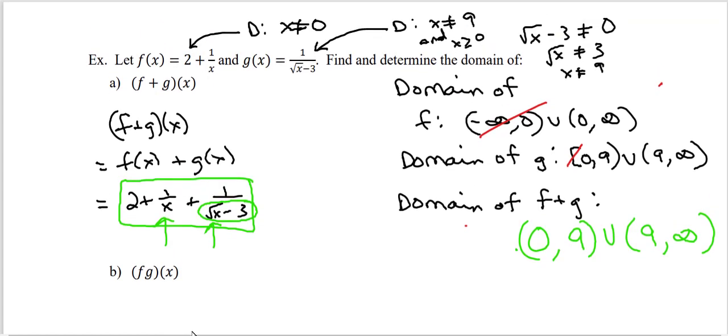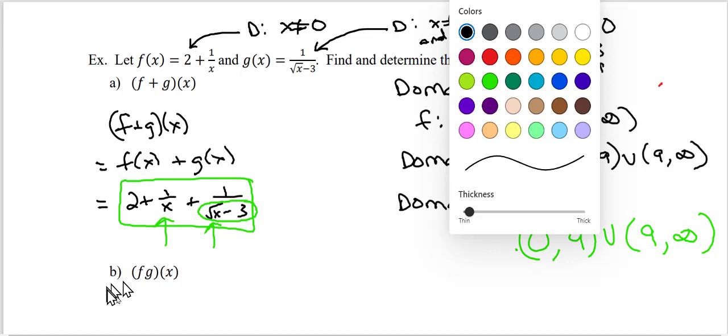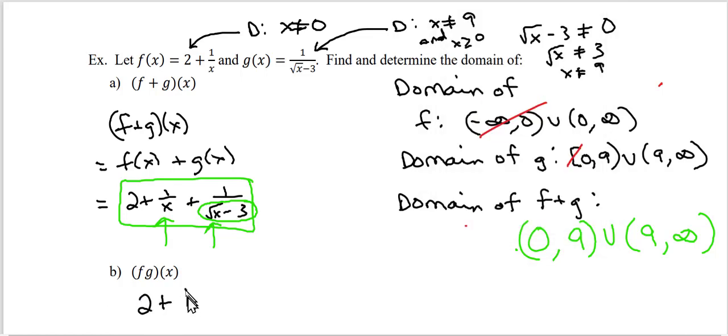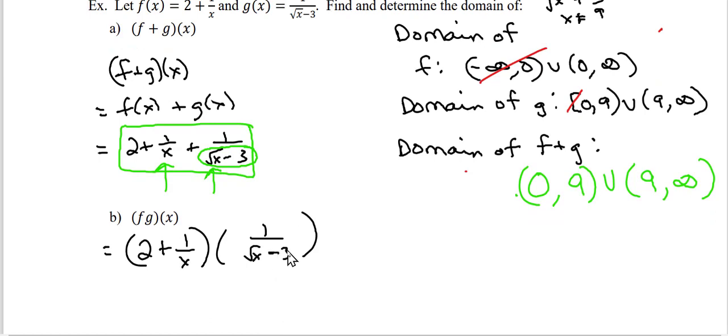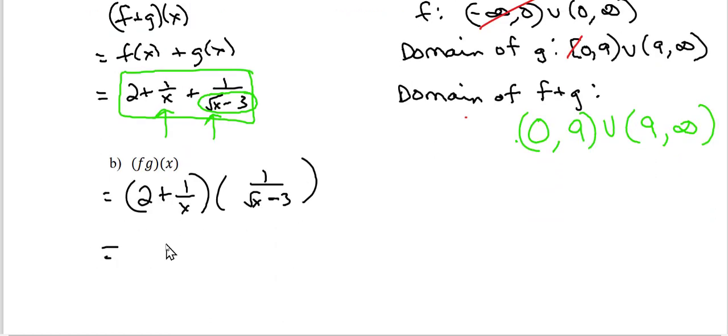Okay, let's multiply these here. 2 plus 1 over x times 1 over square root of x minus 3. We can distribute that if we want to get 2 over square root of x minus 3 plus 1 over x times root x minus 3.